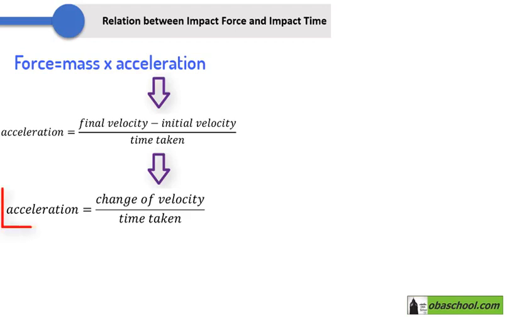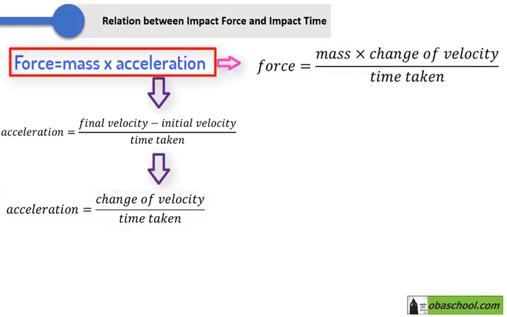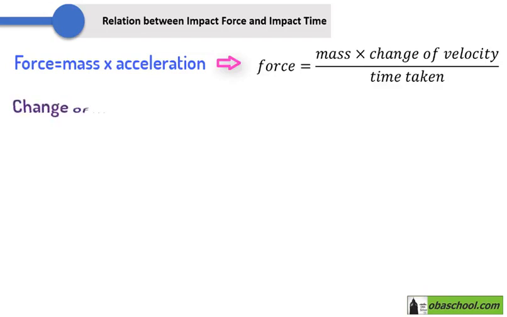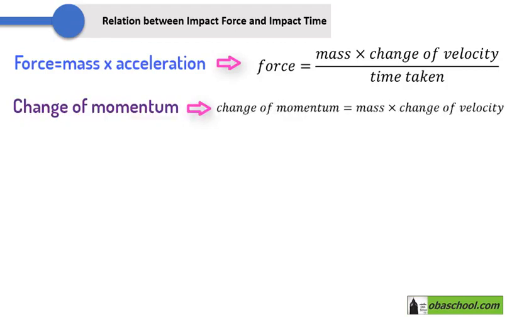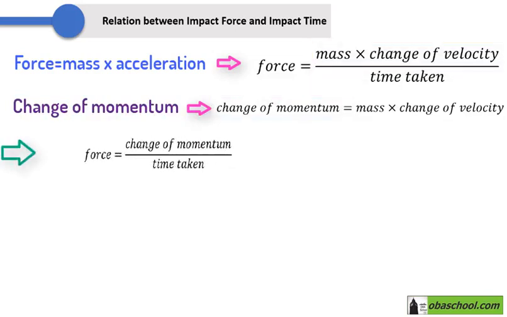Let's replace the equation of the acceleration in the equation of the force. So, the force is equal to the mass multiplied by the change of velocity divided by the time taken. And also recall the change of momentum. The change of momentum is equal to the mass multiplied by the change of velocity. So, we can replace the mass multiplied by the change of velocity by the change of momentum in the equation of the force. Therefore, the force is equal to the change of momentum divided by the time taken.